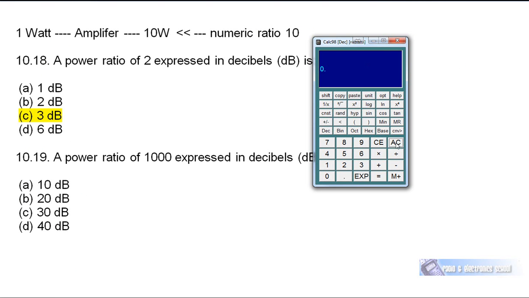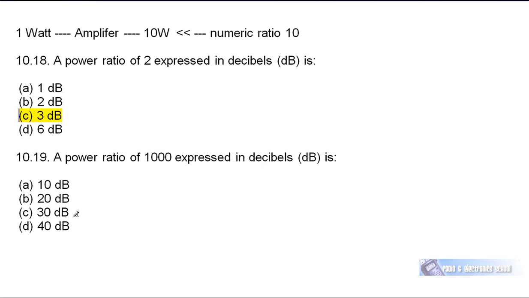All clear? So 10 times the log of 1,000. So we'll put 1,000 in first. We'll get its log, which should be 3. We multiply by 10, which of course will give us 30. So the answer is 30 dB.